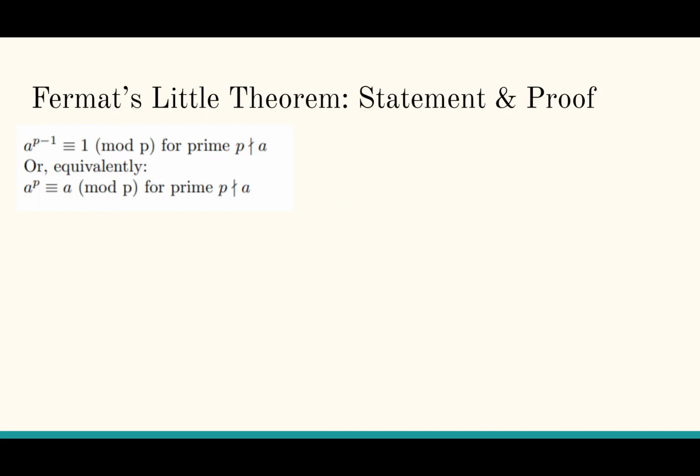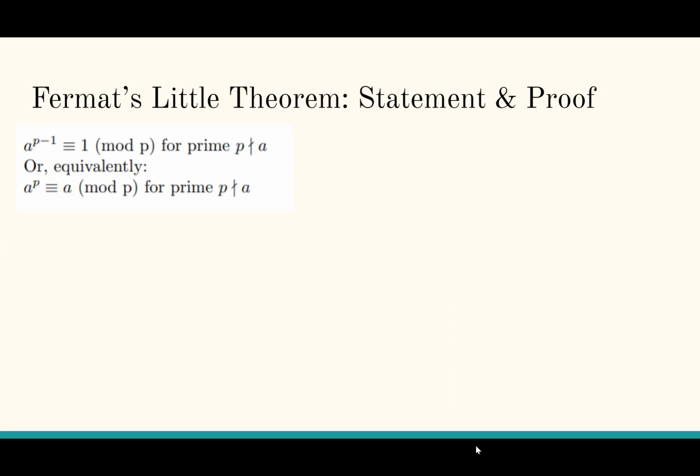Then we have two equivalent statements of this theorem. Both of them work, and depending on the presentation of the problem, using one or the other directly instead of deriving can save time. So we have that a to the p minus 1 power and 1 are equivalent modulo p, or equivalently a to the p and a are equivalent modulo p. Note that these are equivalent statements in that if you multiply both sides of the top one by a, then we get the bottom one.